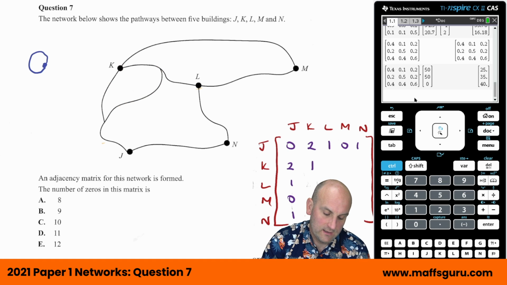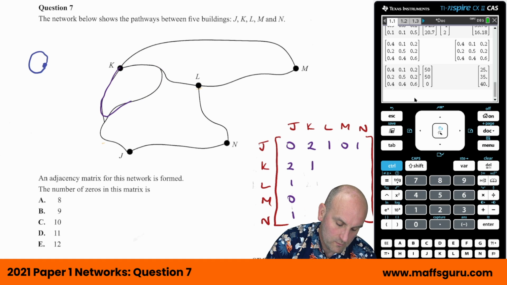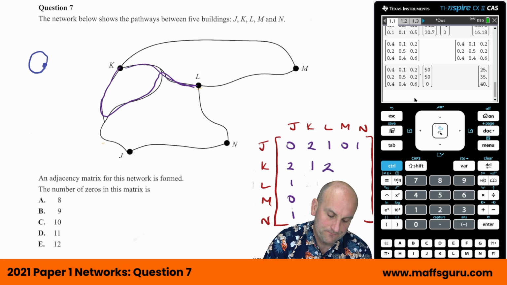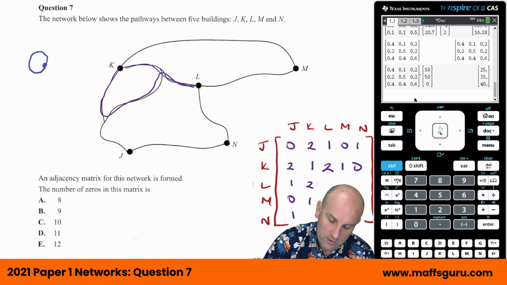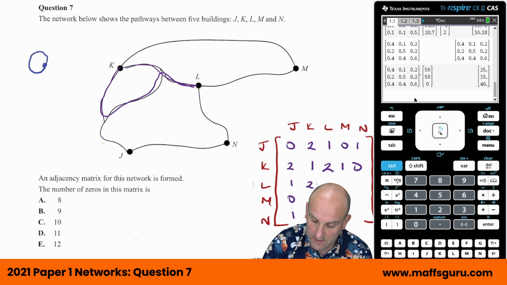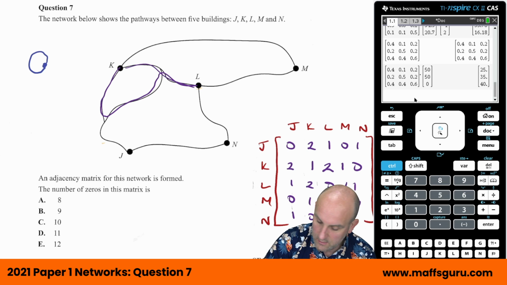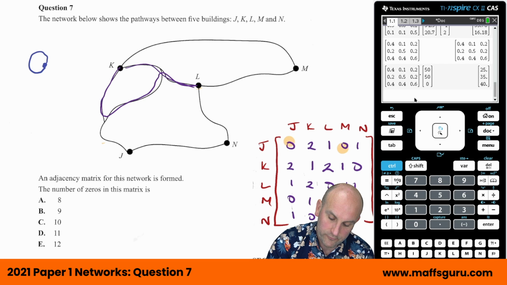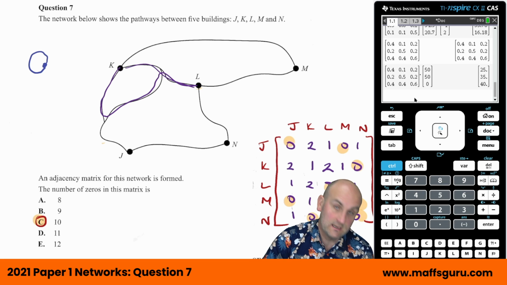K to L, there are 2 ways. I can go this way, or I can go that way. K to M, there's only 1 direct route. And K to N, I put a 0. And again, I just copied those down as 2, 1, and 0. Now to complete the rest of my diagram, I got 0, 1, 1 there, and 0, 0, and 0, and 0. So when I count the number of zeros, I've got 1, 2, 3, 4, 5, 6, 7, 8, 9, and 10. So I think C is my correct answer.